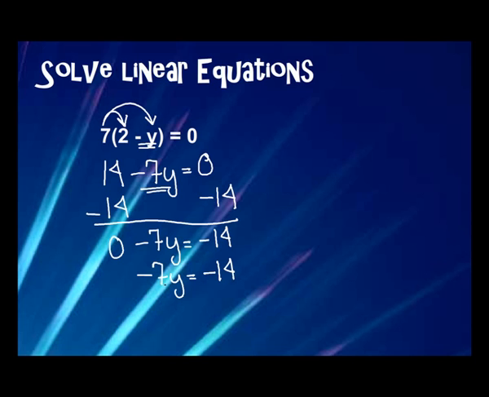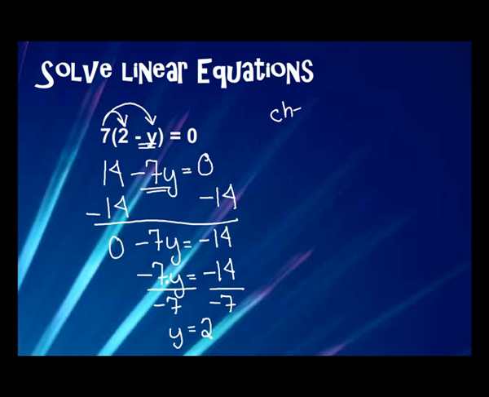Now when I have a number next to a letter, remember that means to multiply. So I'm going to do the opposite of multiplying, which is dividing. So I'm going to divide by the number in front of the variable, which is negative 7. But if I do it to one side, I have to do it to the other side. So I get y to equal, now negative 14 divided by negative 7 is a positive 2, because a negative divided by a negative is a positive.